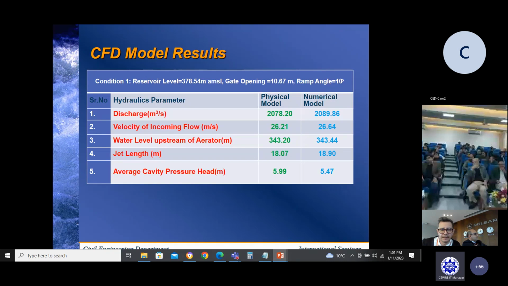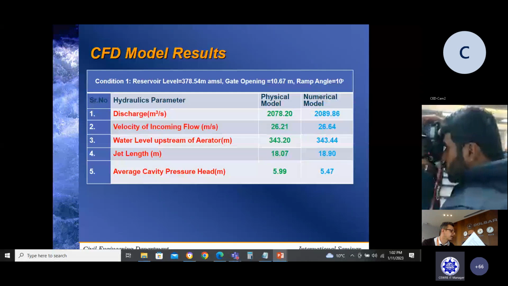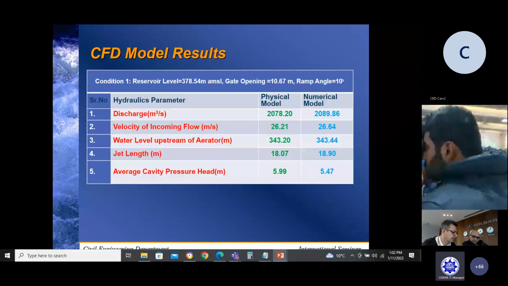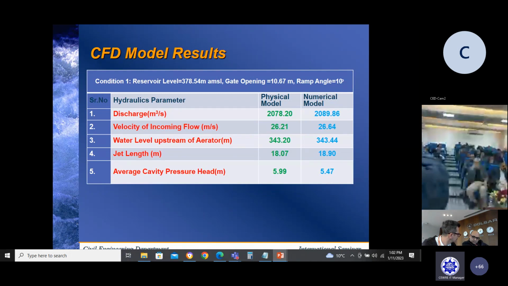When we compare the model results with the physical model data, you can see the discharge, velocity of the incoming flow, water level upstream of the aerator, jet length, and the average cavity pressures. We find the difference within the 10% range. So it means our model was strongly correlated with the physical model data.